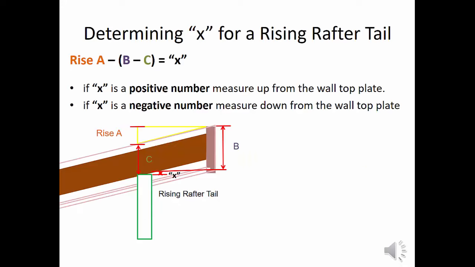And once you've determined rise A, you apply it to your formula. So it's rise A minus bracket B minus C close bracket, and that will give you the eave drop off, also known as X. And it's important to note for rising rafter tails, if X is a positive number, you measure up from the wall plate, but if X is a negative number, you would measure down from the wall plate.